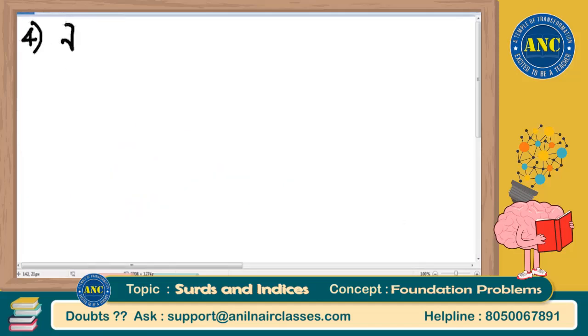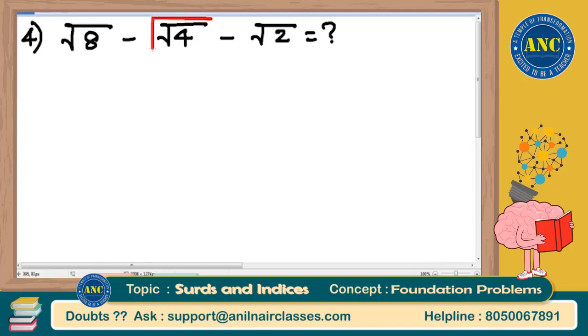Fourth one: square root of 8 minus square root of 4 minus square root of 2. The only number which will give me a whole number is square root of 4. Square root of 4 value is 2. Whenever you have a surd in the square root or the cube root or whatever it is, try to express it as a perfect square because it is square root. If it is cube root, try to express inside as a perfect cube, and so on.